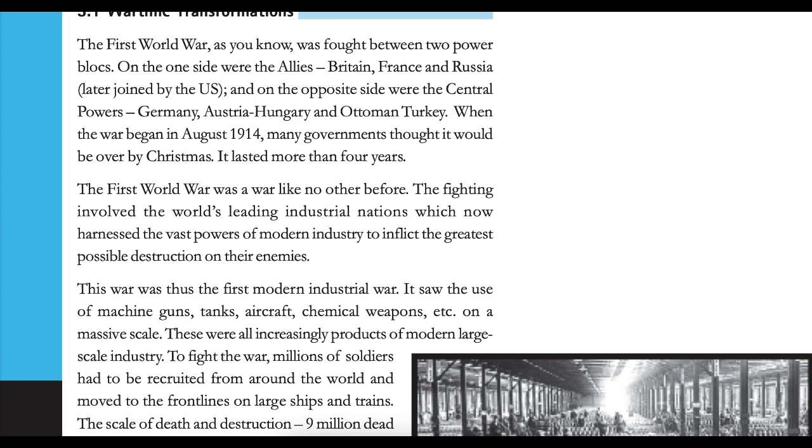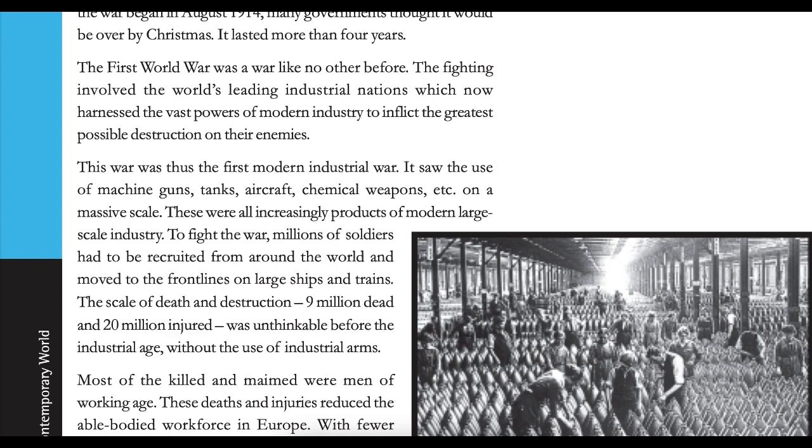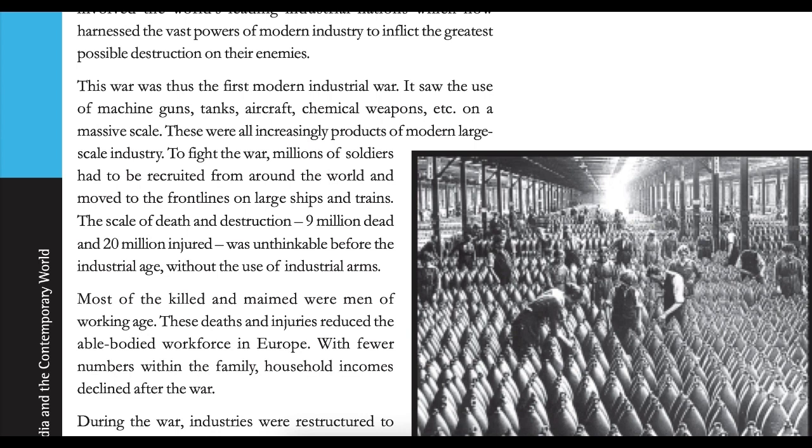The First World War was a war like no other before. The fighting involved the world's leading industrial nations, which now harnessed the vast powers of modern industry to inflict the greatest possible destruction on their enemies. This war was thus the first modern industrial war. It saw the use of machine guns, tanks, aircraft, chemical weapons, etc. on a massive scale. These were all increasingly products of modern large-scale industry. To fight the war, millions of soldiers had to be recruited from all around the world and moved to the front lines on large ships and trains.